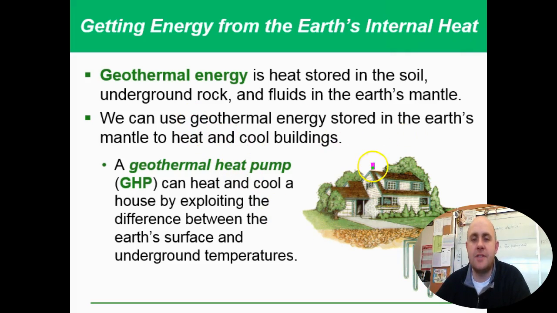Okay, and so we can use that then to heat our homes. And a common way to do it, residentially, just at your own personal house, is what we call a GHP, a geothermal heat pump. So we can use that to heat our house, and the way we do that is we basically use it when there's a difference in temperature above the ground and below the ground. That difference in temperature basically can be utilized to heat and cool a home.